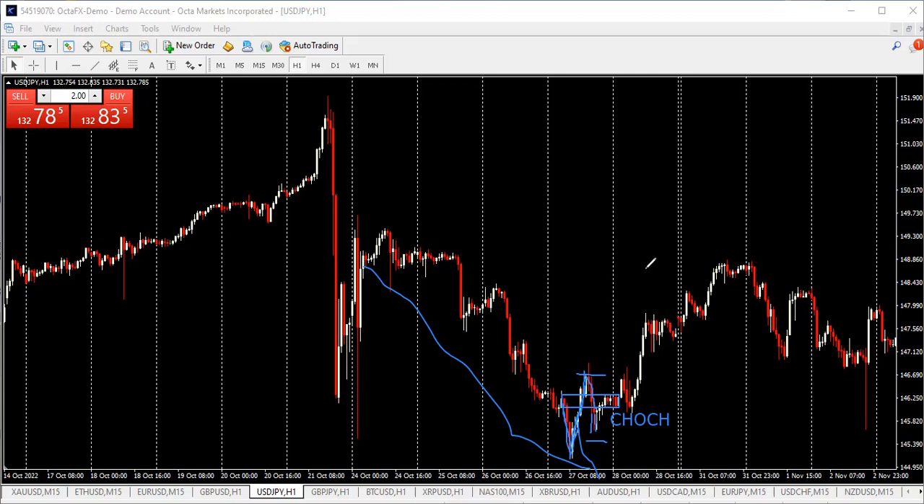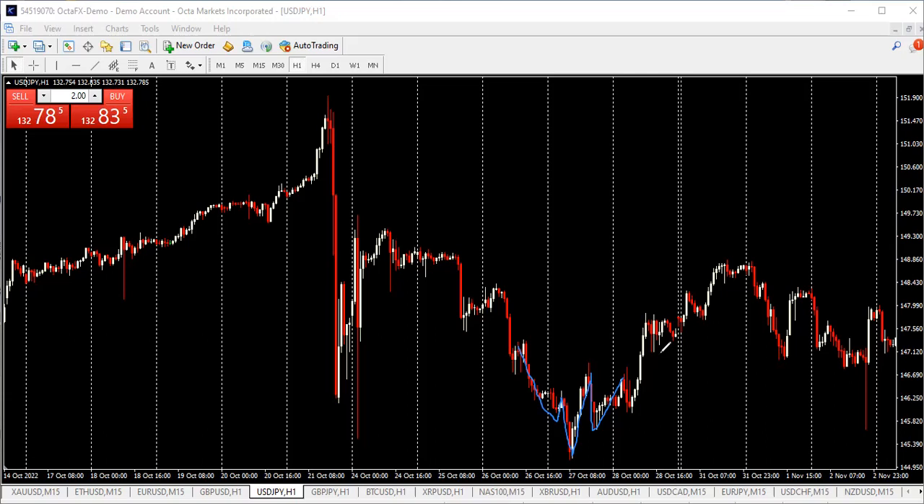And if you look at it carefully, you can see this is also a reverse head and shoulder. You might not see it clearly, but for me, I can see it. This is a reverse head and shoulder in a microscopic view. So it signifies a reversal. So that is that on break of structure and change of character.